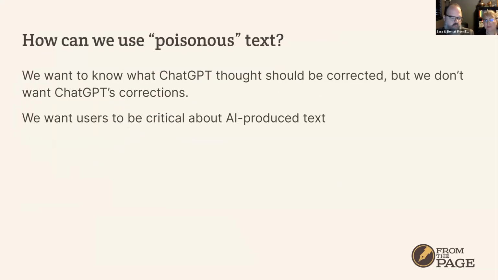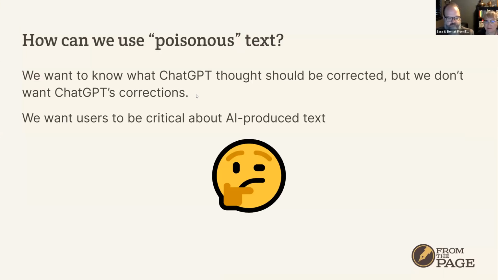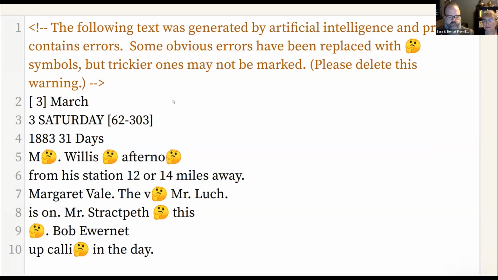So how can we use this poisonous text? The corrections produced by ChatGPT are worthless, but knowing what ChatGPT thought should be corrected, that's valuable. We also want our users to view AI-produced text with skepticism and to be critical about it. What we decided to do was compare the ChatGPT corrected text with the raw HTR text produced by Transkribus. Anytime the texts are different, that's when ChatGPT tried to correct something, we replace the text with a puzzled face emoji.